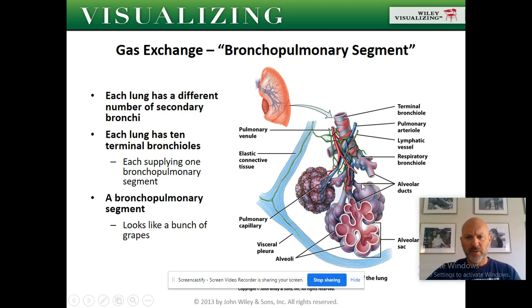All right. So again, if you see anything that looks like a bunch of grapes, it's probably the alveoli, which are an important component of the bronchial pulmonary segments. There's air in here. A slice of this has been removed, and you can see there's air in there. Because this is the trachea, the air we breathe in goes down and fills this space.